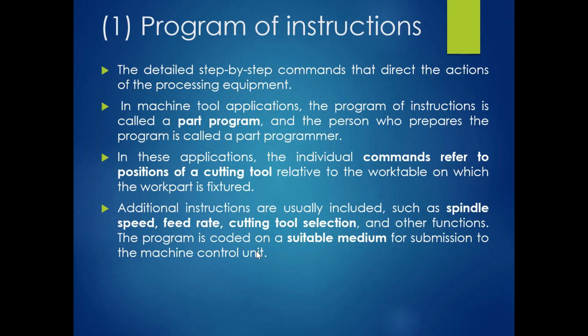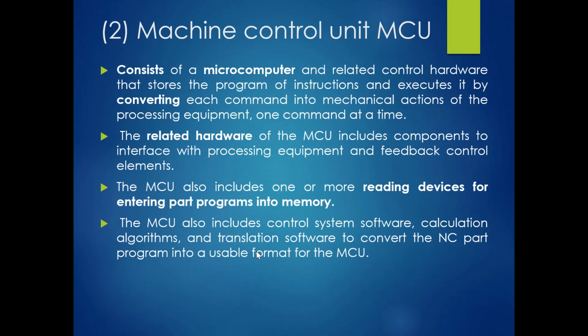The detailed step-by-step commands that direct the actions of processing equipments. In machine tool application, the program of instruction is called part program, and the person who prepares the part program is called a part programmer. In these applications, the individual commands refer to position of cutting tool relative to the work table on which the work part is fixed. Additional instructions are usually included, such as spindle speed, feed rate, cutting tool selection, and other functions. The program is coded on a suitable medium for submission to the machine control unit, that is MCU.